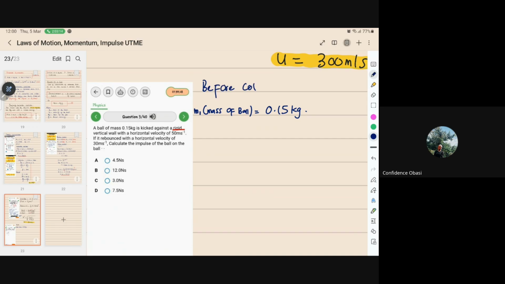Before collision. Now, mass of the ball is M1 against a vertical rigid wall. Do I even need this? Do I even need collision? I don't need collision. I'm just looking at that. Remember that impulse equals change in momentum.